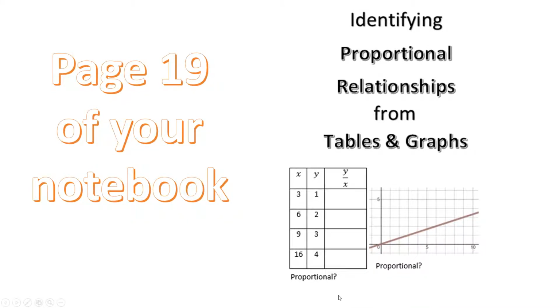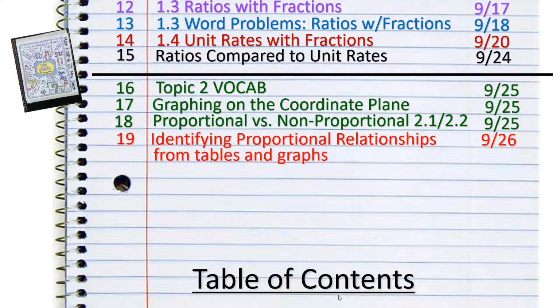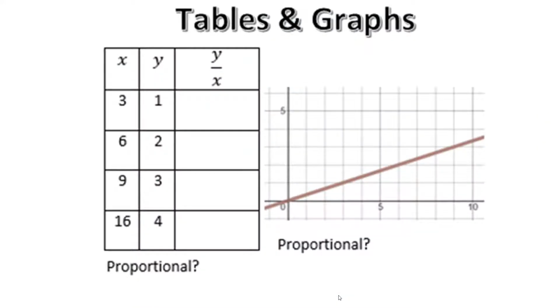Today's lesson is going to build off of the previous lesson, which is identifying proportional relationships based on tables and graphs. So please add page 19 to your table of contents. And the front of the notes here are already pre-done. So just to explain where they came from, for our ratio, we're going to put the y value over the x value and simplify whenever possible.